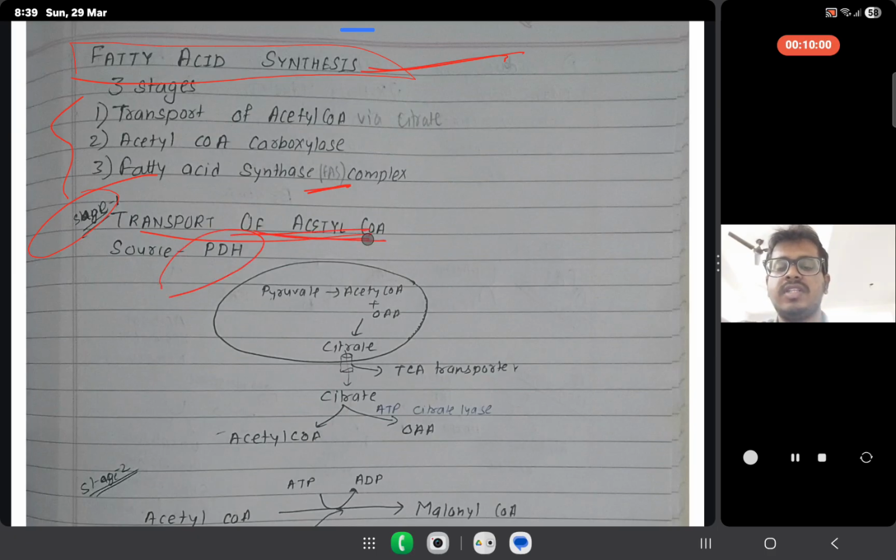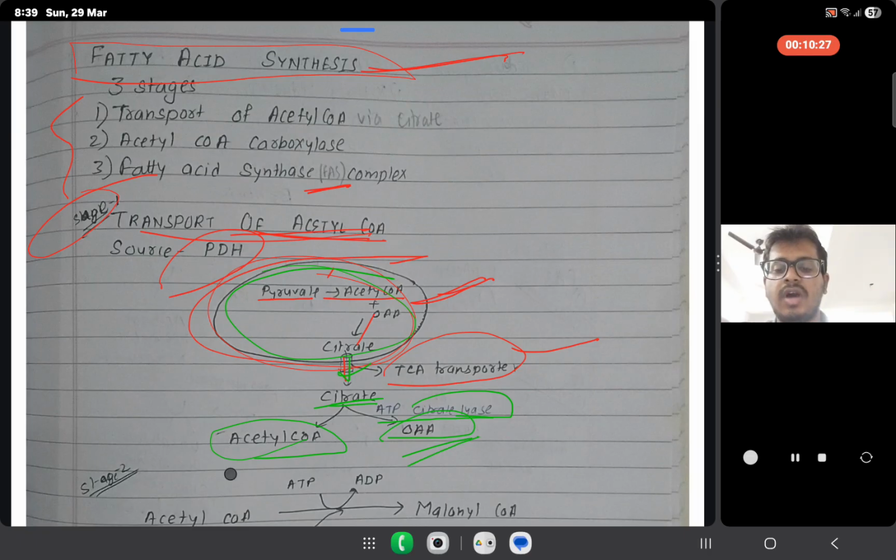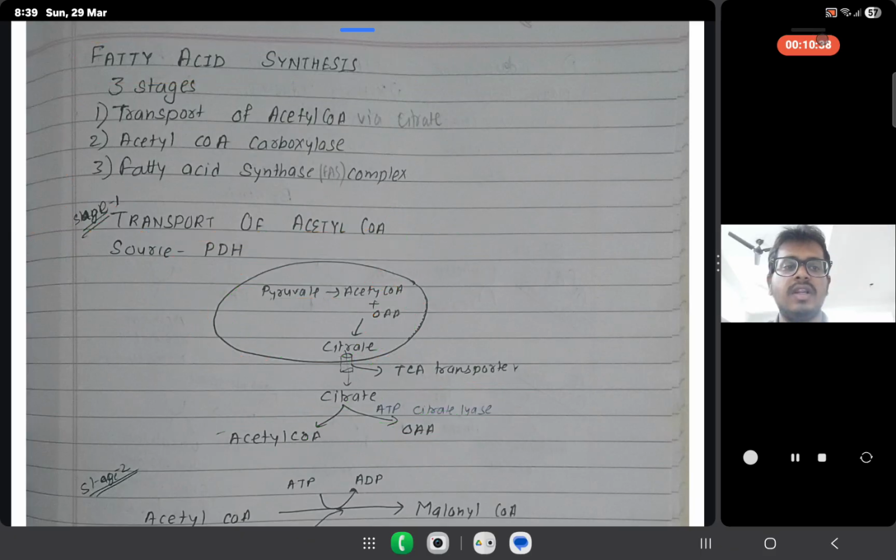How is acetyl coenzyme A transported? For this we require a citrate transporter. Pyruvate is converted to acetyl coenzyme A by pyruvate dehydrogenase, and with oxaloacetic acid, citrate is formed and removed from the mitochondria. Citrate, in the presence of ATP citrate lyase, is converted to acetyl coenzyme A and oxaloacetic acid. So our main product is acetyl coenzyme A. The transport of acetyl coenzyme A has now come to the cytoplasm. The first step is done. Now the second stage.